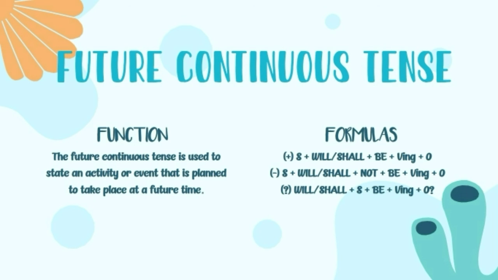And last, future continuous tense. The function of future continuous tense is used to state an activity or event that is planned to take place at a future time. The formula for the positive form is subject plus will or shall plus be plus verb ing plus object. And the negative form is subject plus will or shall plus not plus be plus verb ing plus object. And the interrogative form is will or shall plus subject plus be plus verb ing plus object.